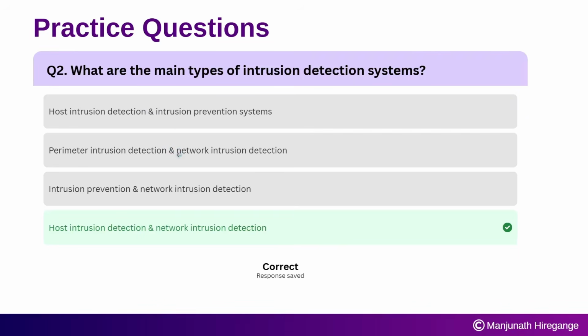Perimeter intrusion detection is not a specific IDS type; perimeter detection is more associated with physical security systems. And intrusion prevention systems, IPS, is a related concept, but it is focused on preventing intrusions rather than detecting them. And again, intrusion prevention will block traffic, which is not good for a control system. So understanding the difference between HIDS and network intrusion detection is the key. You will learn this in your training modules.